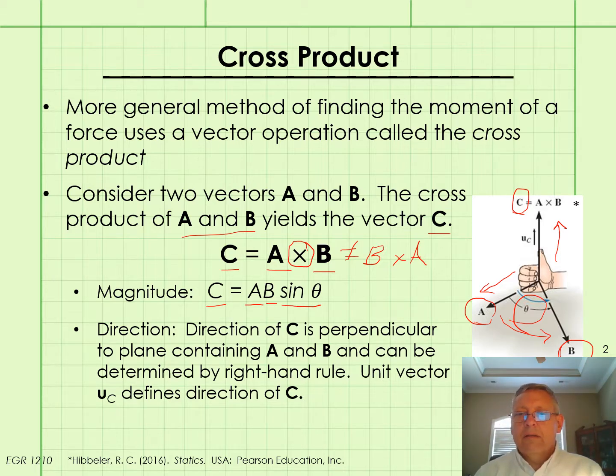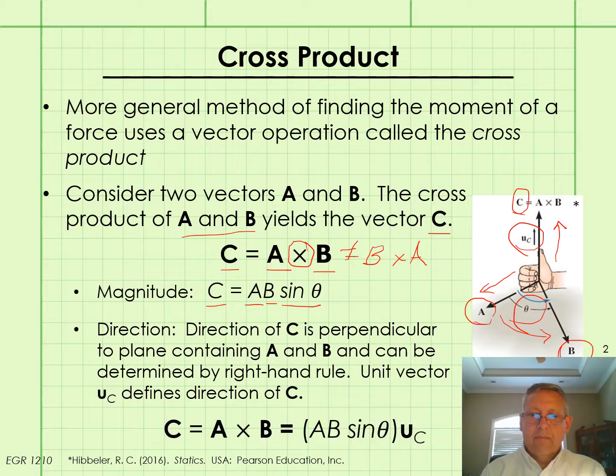And if we can determine the unit vector in the direction of C, we can write that vector C equals A cross B, which equals the magnitude of that cross product times that unit vector in the direction of C.